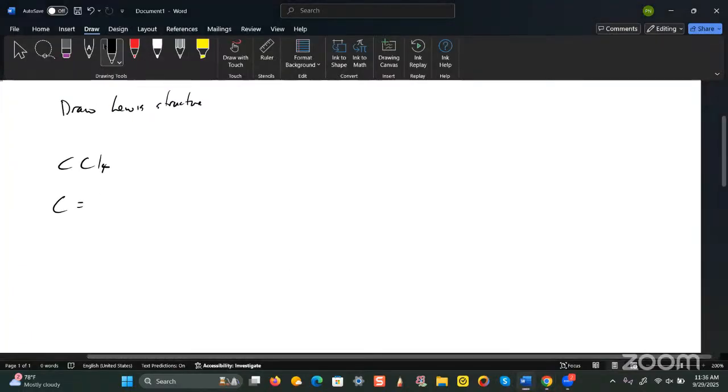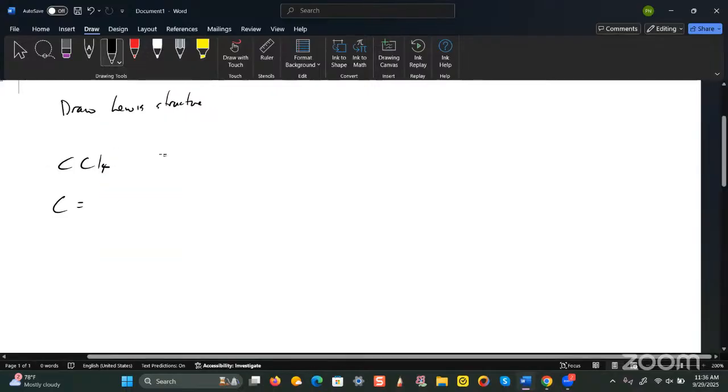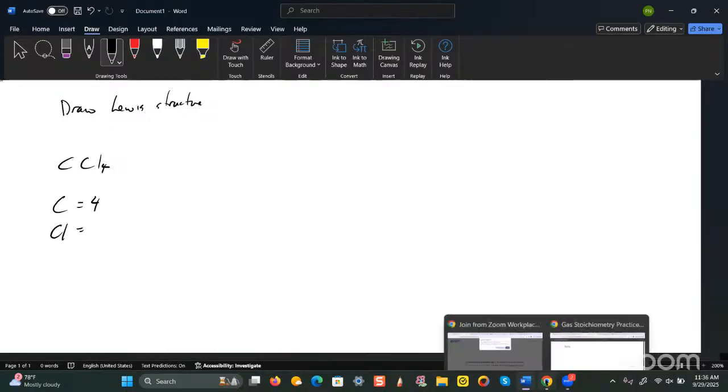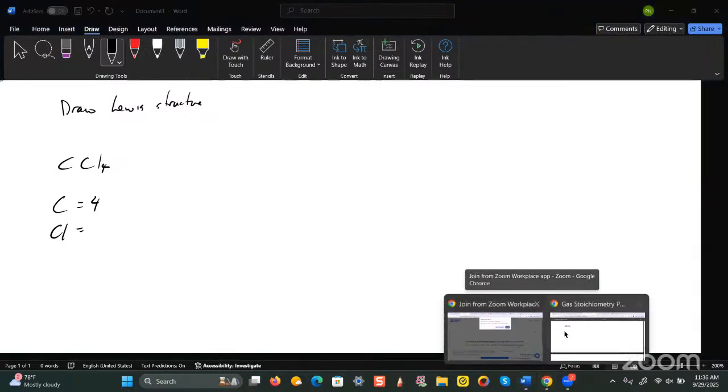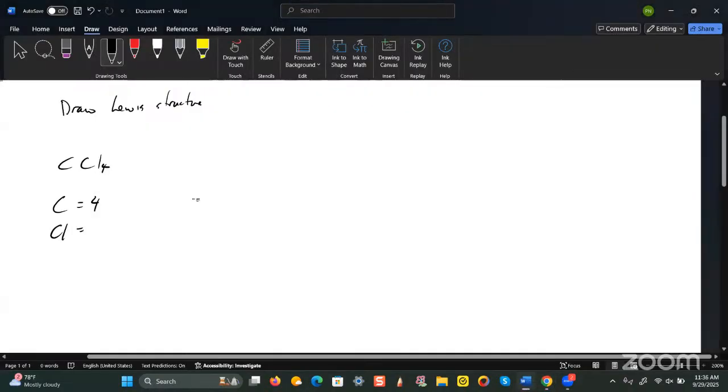We would say that the valence electron count of carbon is 4. And then in the case of chlorine, it would be 7. Let me go back to the periodic table here. Here, chlorine is in group 7A. So 7 is the number that we're going to use. So we're going to put 7, but now we have 4 chlorines, right? So that means we need to multiply this by 4. So this gives us 28.